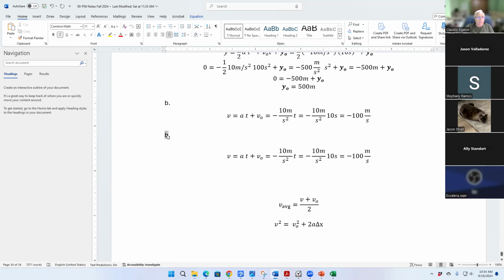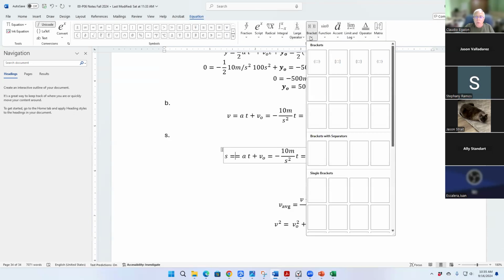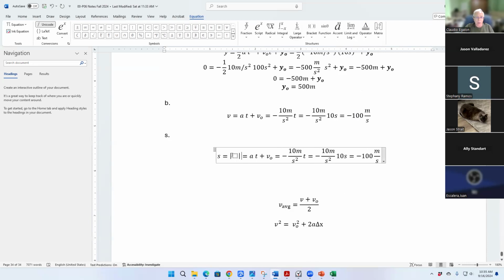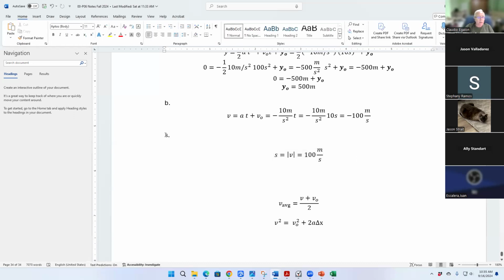C. Let's write it down here. Speed, I'm going to use S, is equal to, let's see, is that the one? No. Okay, I got this one here. Magnitude of the velocity. It's going to be 100 meters per second. And here is going to be S, C. Okay, so that's a simple example of this type of problem.